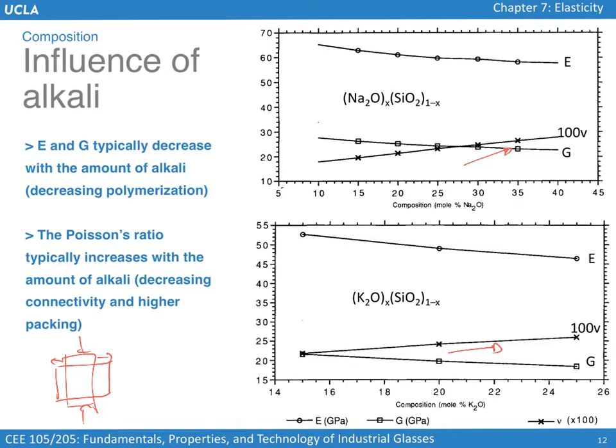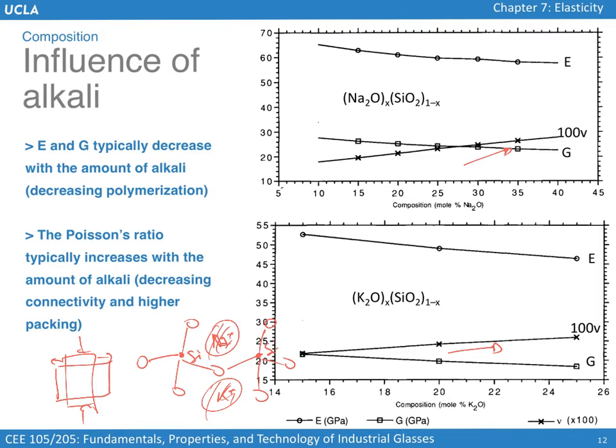The other explanation for this is that the more modifier you add, the modifier tends to fill the voids left in between the silica network. If you start from pure silica, this is a very poorly filled network. There is a lot of empty space left in between the silicon tetrahedron. When you add the network modifiers, so sodium or potassium, they will fill the void, so the packing of the glass will typically increase. The packing density of the glass will increase.